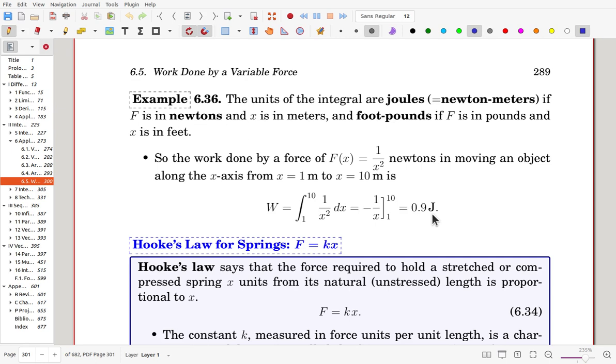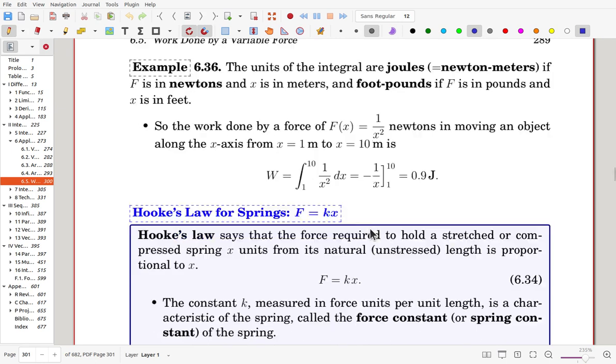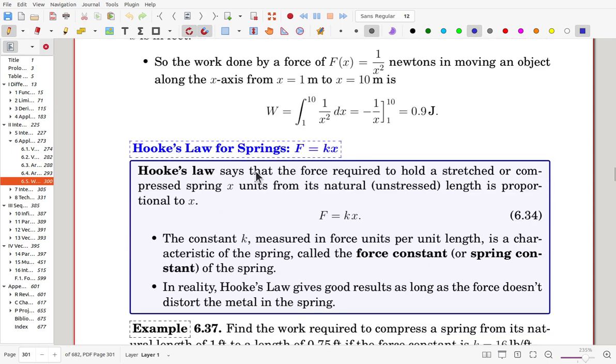Okay. Here we have Hooke's law for springs. Hooke's law says that the force required to hold a spring stretched or compressed x units from its natural length is proportional to x. So we say in this way, F = kx. k is now the spring constant or force constant.